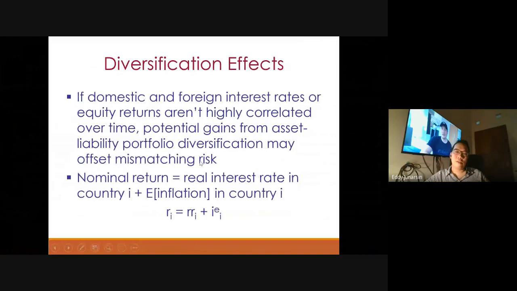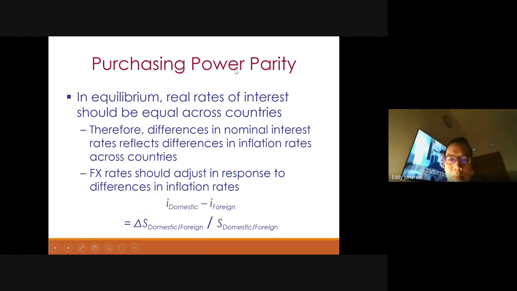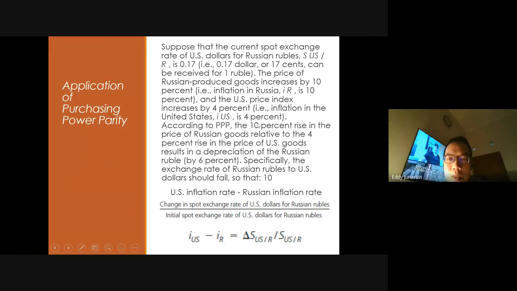And then we have some parity conditions in multinational finance, right? One of the parity conditions is purchasing power parity. So we have purchasing power parity, we have the interest rate parity, we have the unbiased forward expectation, right? And we have the international Fisher equation and some other parity conditions. So how to estimate this? You can do it quickly here. Simple example, right?